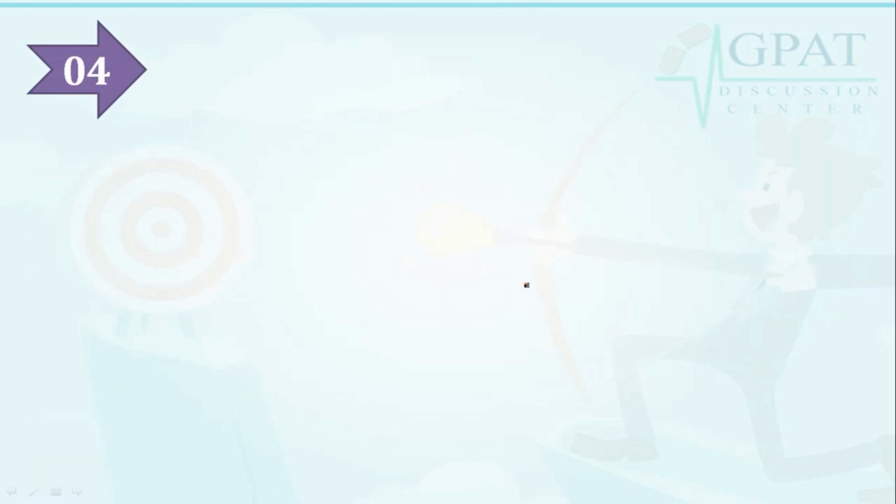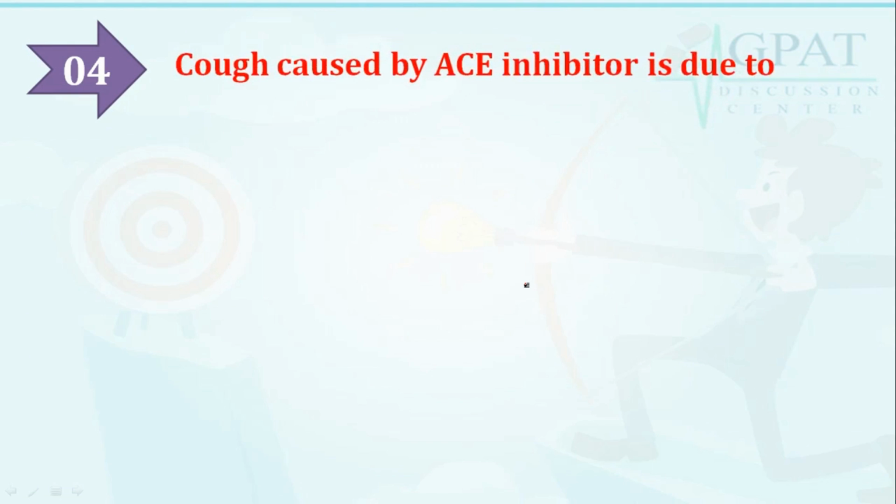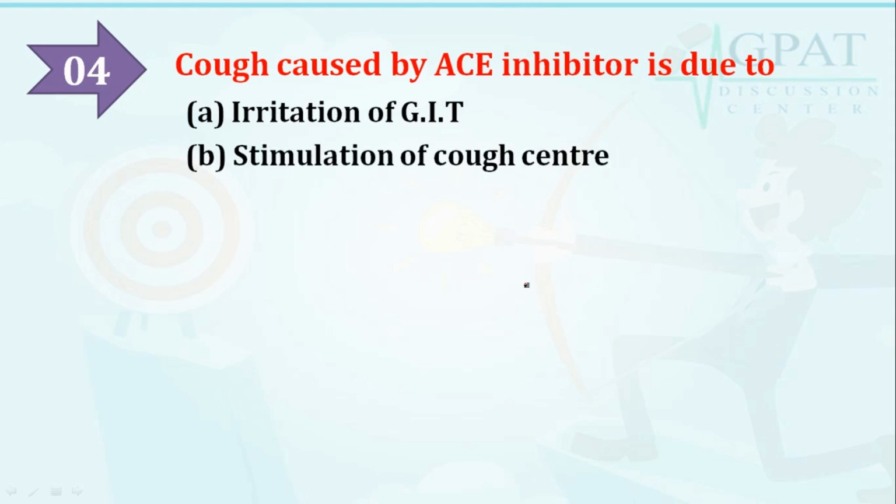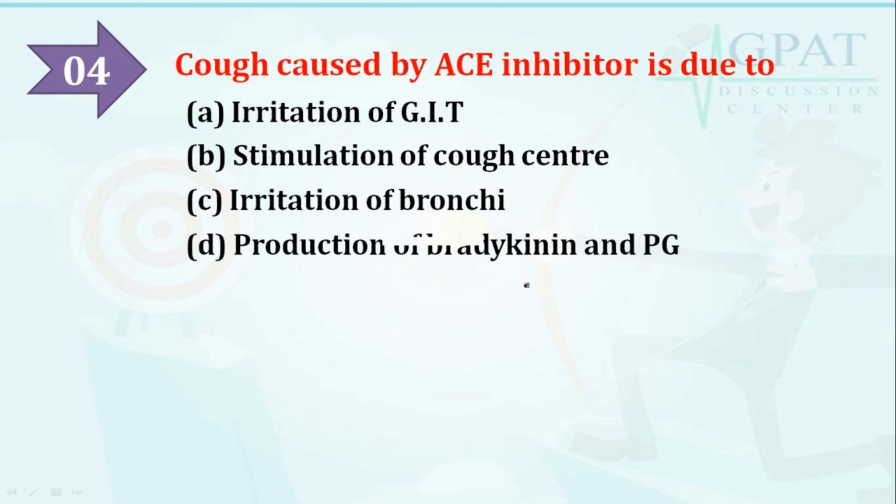Next question, question number 4. Cough caused by ACE inhibitor is due to, and the options are option A, irritation of GIT, option B, stimulation of cough center, option C, irritation of bronchi, and option D, production of bradykinin and prostaglandin.